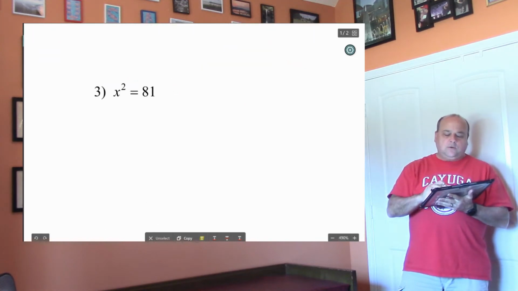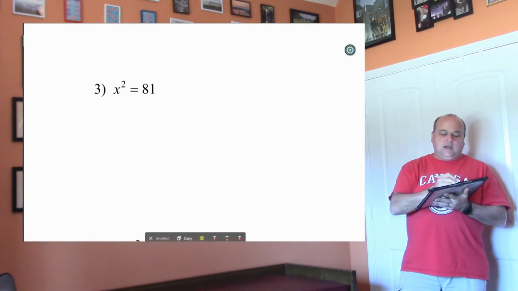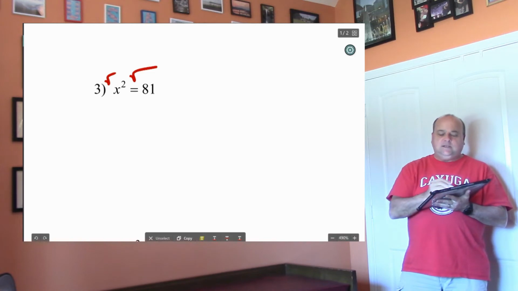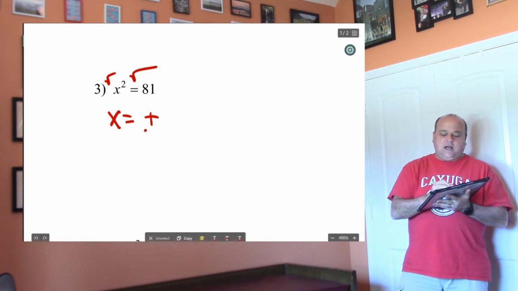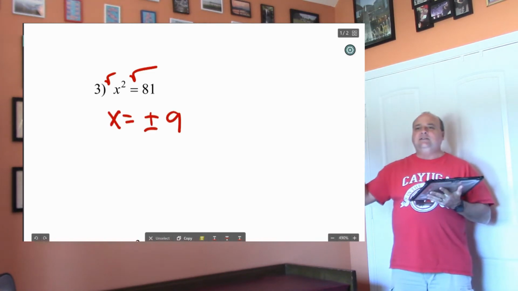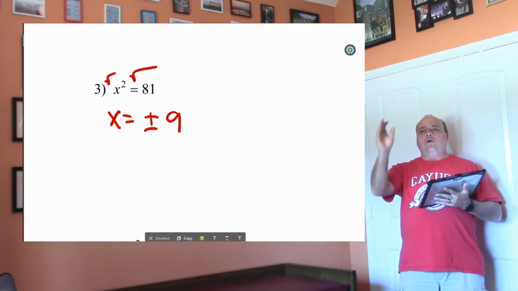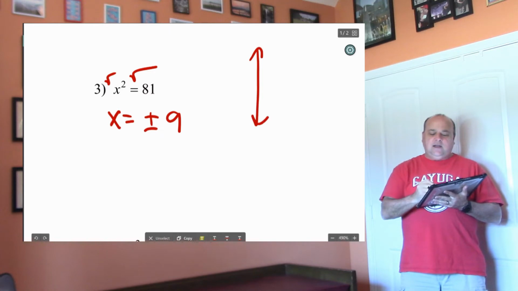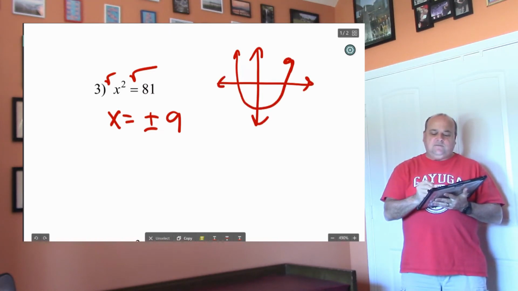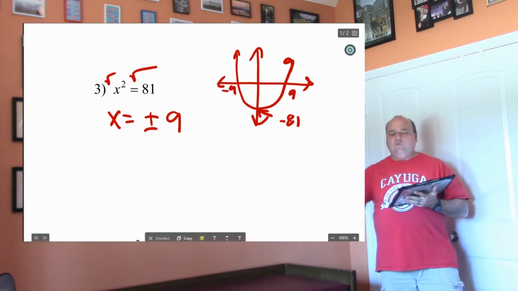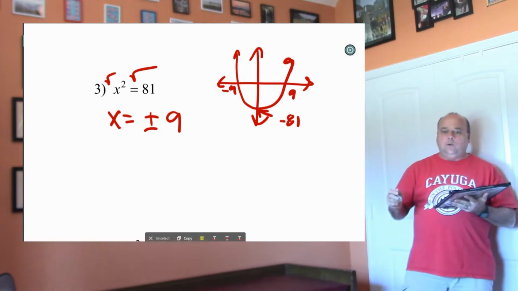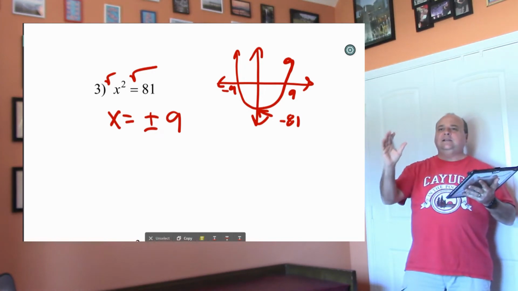Let's go to number 3. X squared equals 81. You'll square root both sides. X would equal a positive or negative 9. This is a piece of cake. This means the parabola will cross the x-axis at positive 9 and negative 9, okay? This number right here would be negative 81. If we moved it over, that would be our C term, wouldn't it? Piece of cake. That's all you're doing.